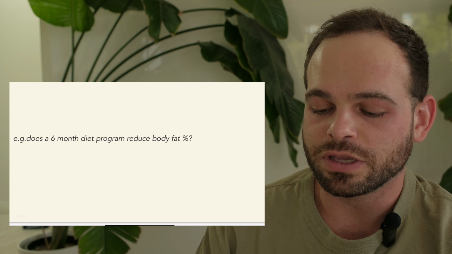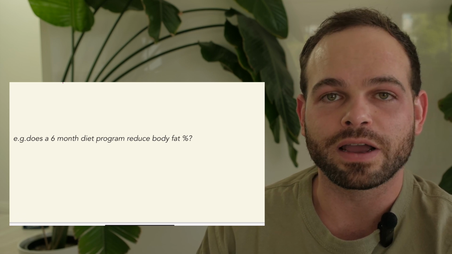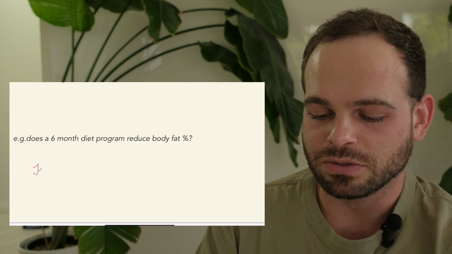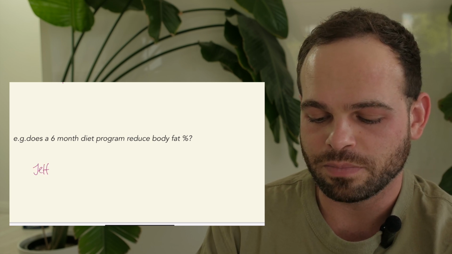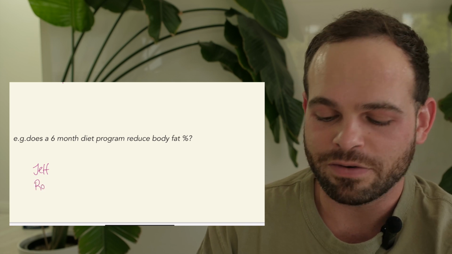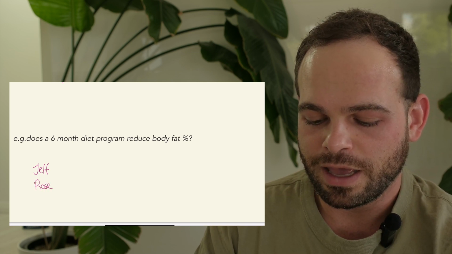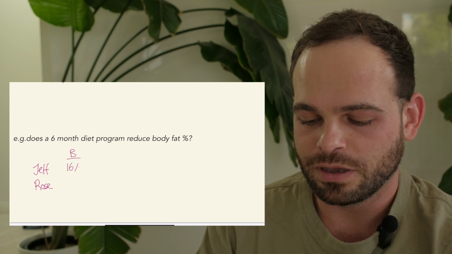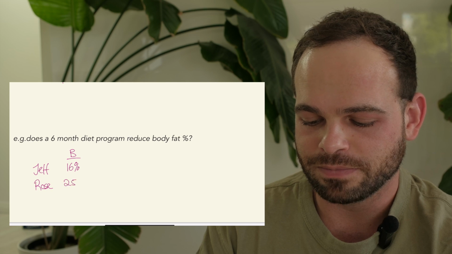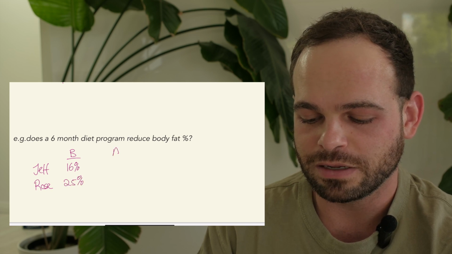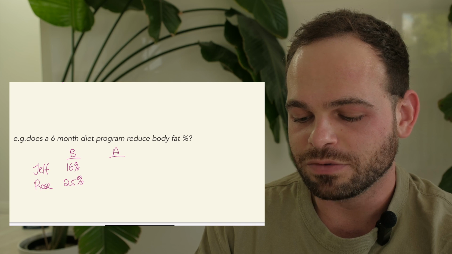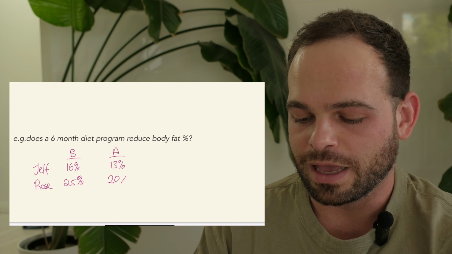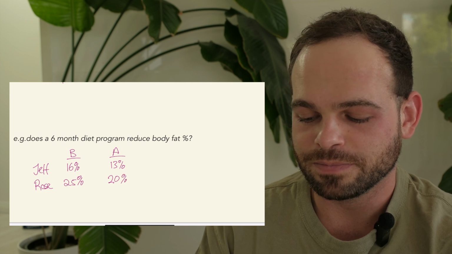Say, for instance, we're looking at whether a 6-month diet program reduces body fat percentage. If you imagine how we would do that, we'd get some participants. Let's say we have Jeff, let's say we have Rose, and we're going to measure their body fat before the experiment. So let's say Jeff was 16% and Rose was 25%. And then we measure afterwards and we see maybe Jeff is 13% and Rose is 20%.